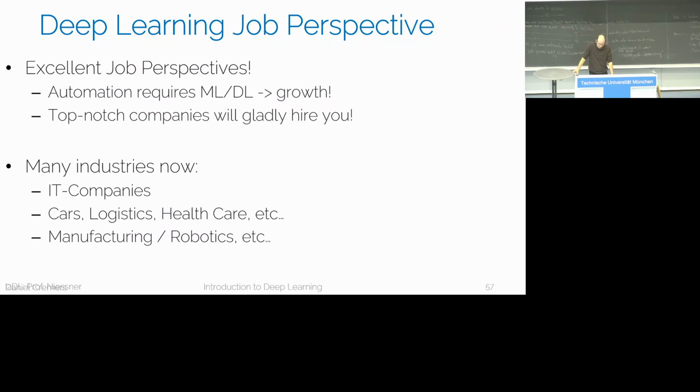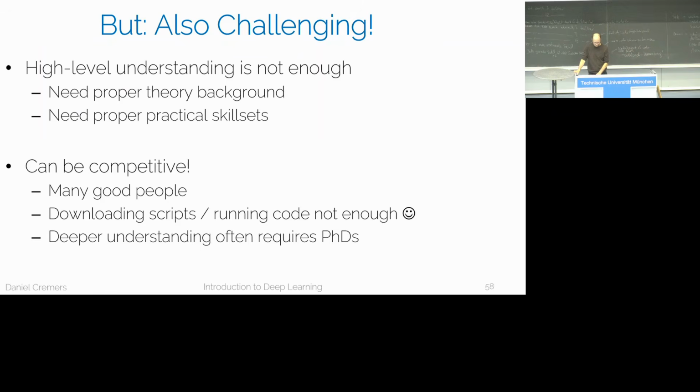So there are excellent job perspectives in this field of AI and deep learning. There are many industries. There are a lot of challenges where often a high-level background is not enough. You need more practical skill sets of how to actually make them work. It's a very competitive field. Often, if you really want to dig deeper and understand methodological innovations and contribute to them, this is where you would actually do a PhD in this field.